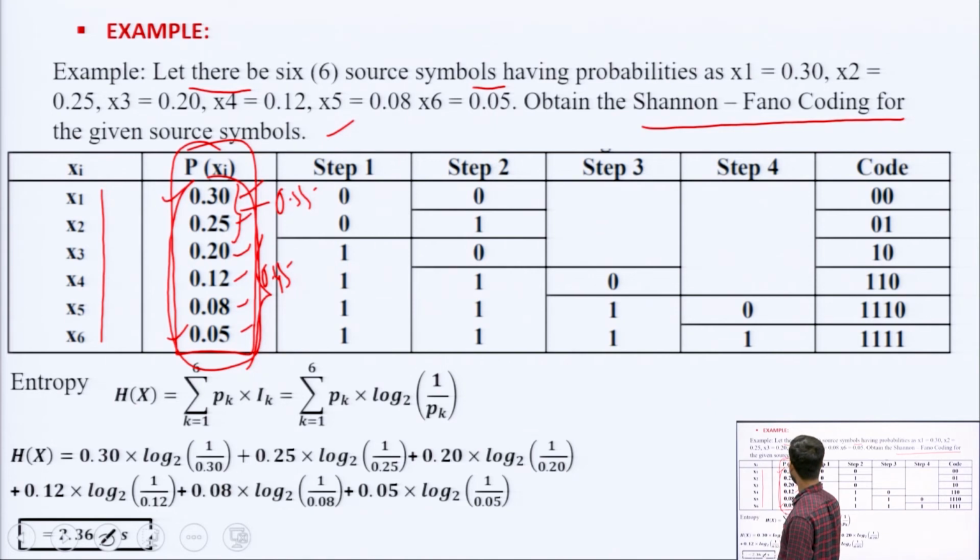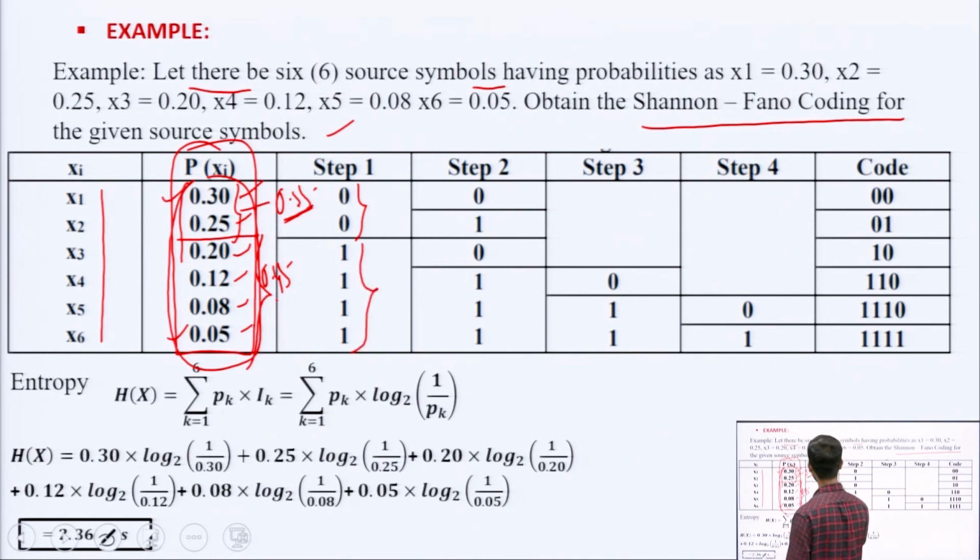If I add these 3, then it would be a much higher number. So, you can divide this as 0.55 and 0.45, nearly equal. So, to the upper half I will assign 0 and to the lower half I will assign 1.